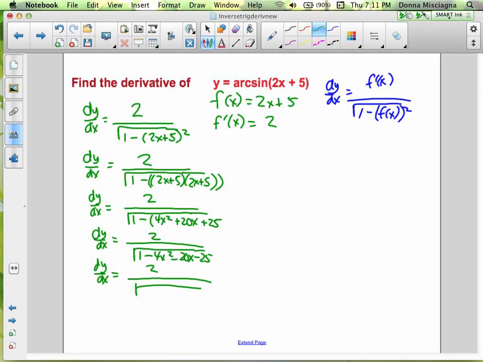All right, so dy/dx equals 2 divided by the square root. We can combine that 1 and negative 25. So negative 4x squared minus 20x minus 24. And there we go. Our final answer.